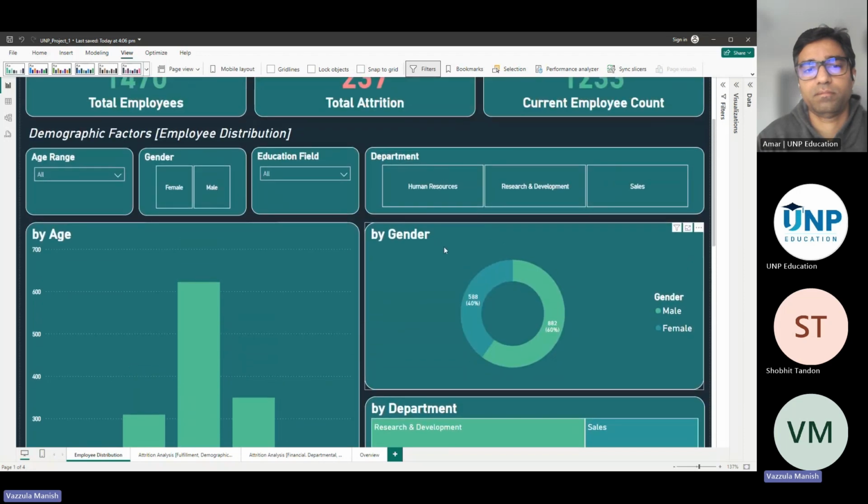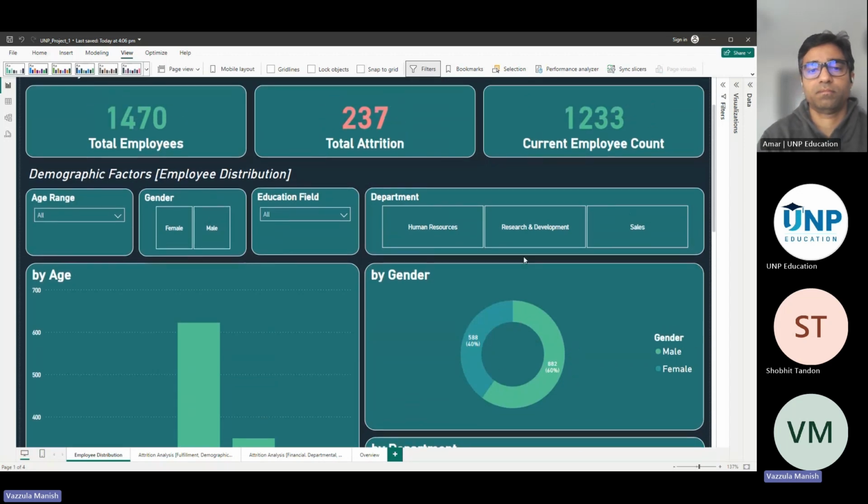And we can also see that the employee count within the company is skewed towards males, which, as we see here, about 60% of the employees that exist within the company were males and only 40% were females.